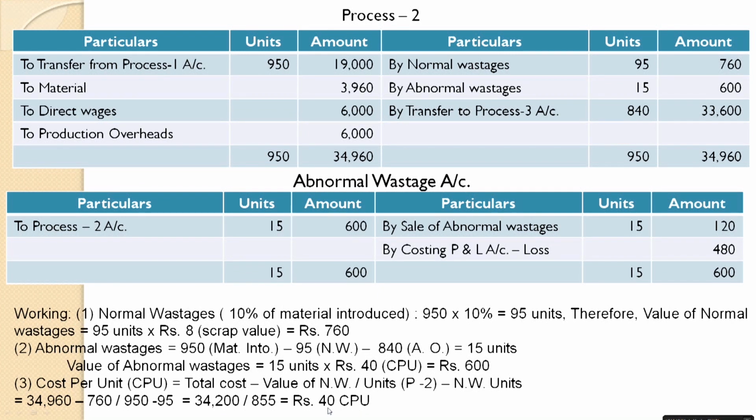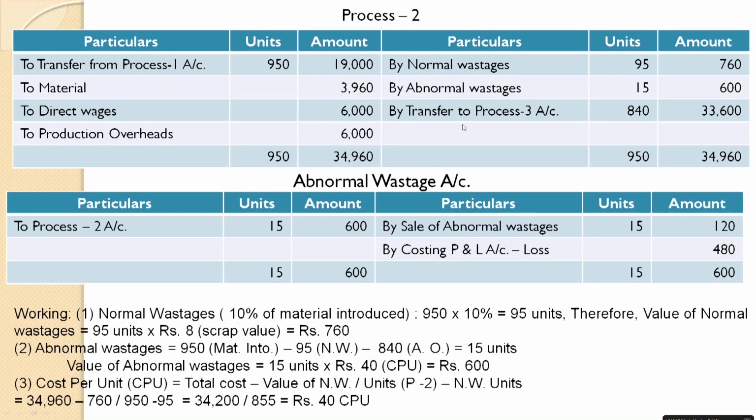Now this CPU would be applied for two things. One is to find out the abnormal wastage, again CPU will be applied, and to find out the amount of actual output, also to be determined on the basis of CPU. So 15 units multiplied by 40 rupees CPU, it comes to 600 rupees. Now see here in the process 2 account credit side, in front of abnormal wastages, units were identified 15, CPU is 40. So, multiplied by 15 into 40, it comes to 600 rupees.